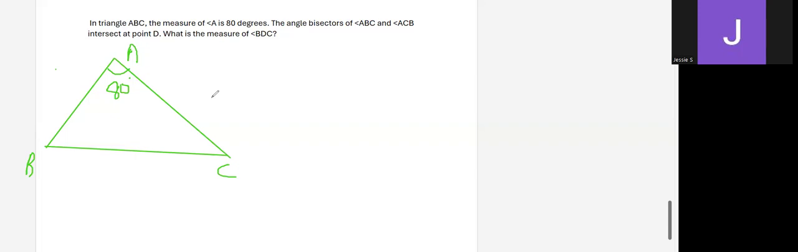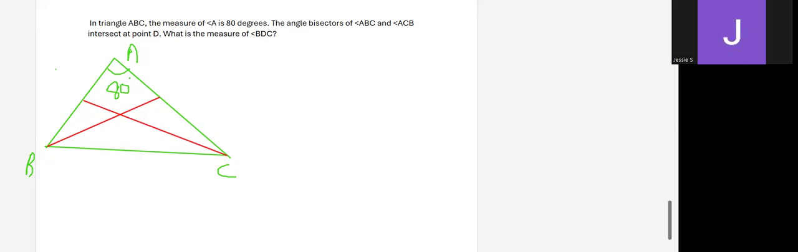We're also given that we're going to bisect angle ABC. We're going to bisect this angle. This angle here is angle B. Bisect means you cut the angle into two equal parts. Two equal parts. And angle C also will be cut into two equal parts. So these two, you call them the red segments, are angle bisectors.